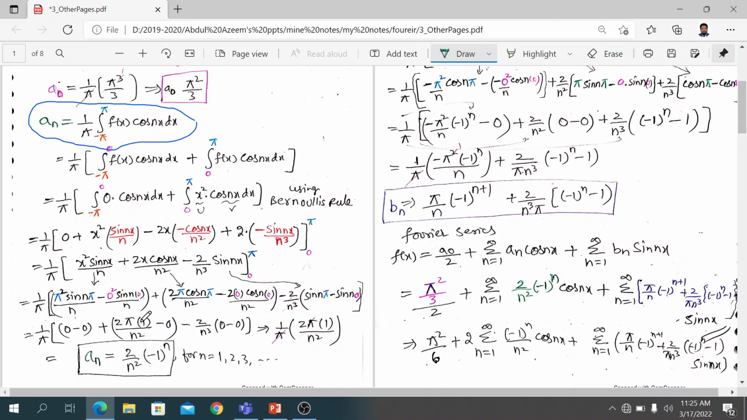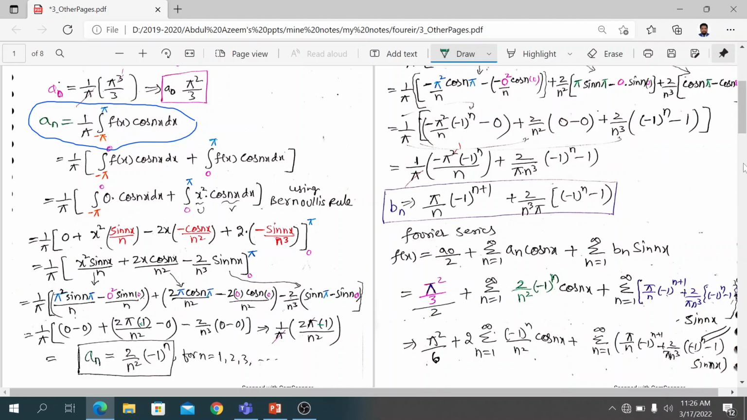And this multiplied by 2 into 0 is 0, and all the sine values are 0. So the answer is 1 by pi, 2 pi into 1 into n square. This one I am writing as minus 1 power of n, for n equal to 1, 2, 3, and so on. So just remember, cos n pi is minus 1 power of n.